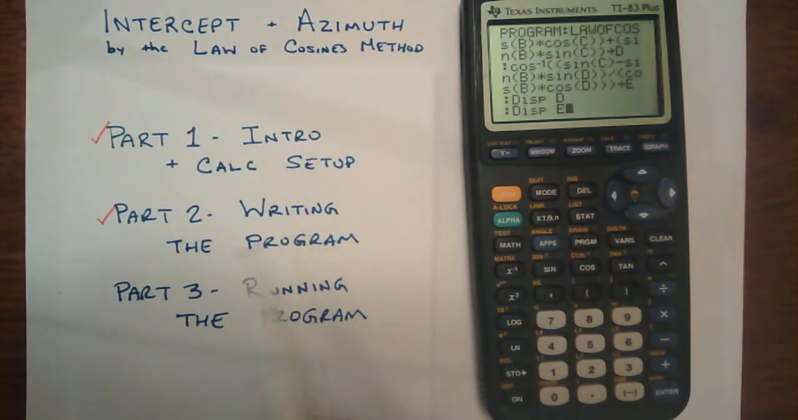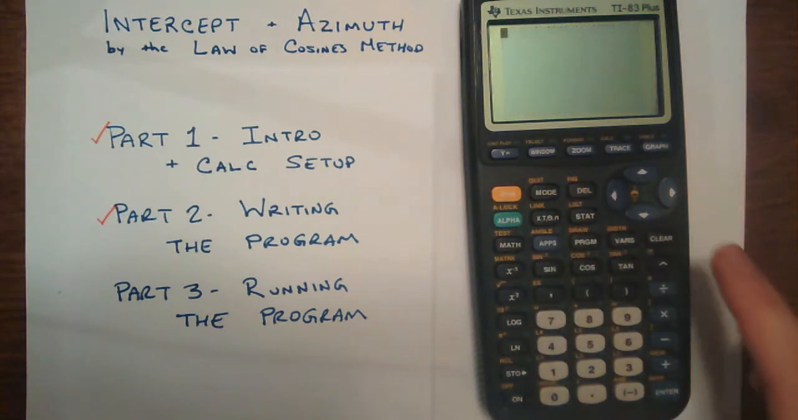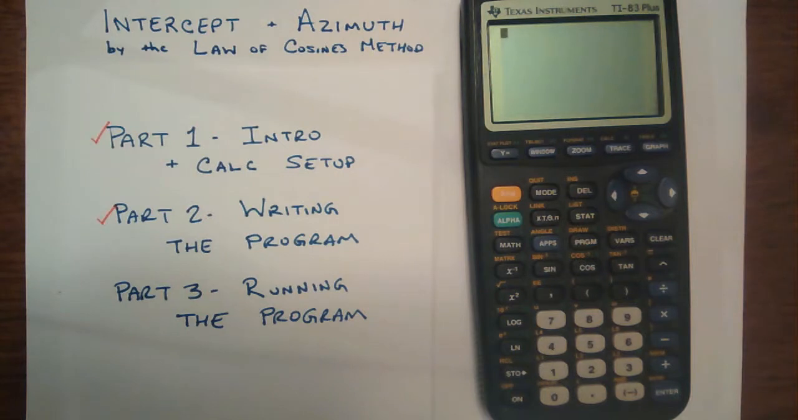We just finished writing our program, and now we want to run the program to make sure we're getting the answers that we should get. To exit this program, hit Second, Quit. Hit Clear to clear your screen.